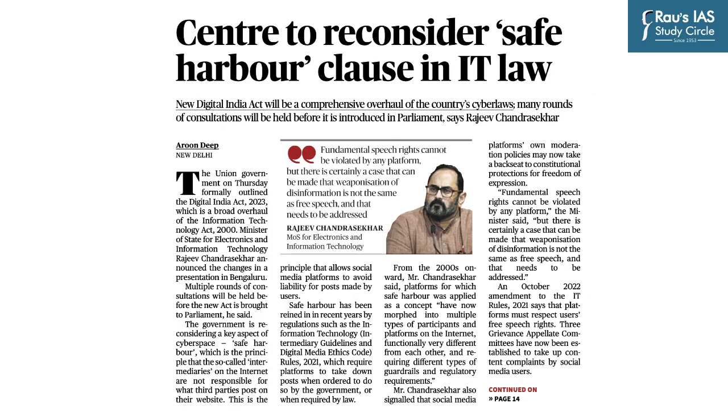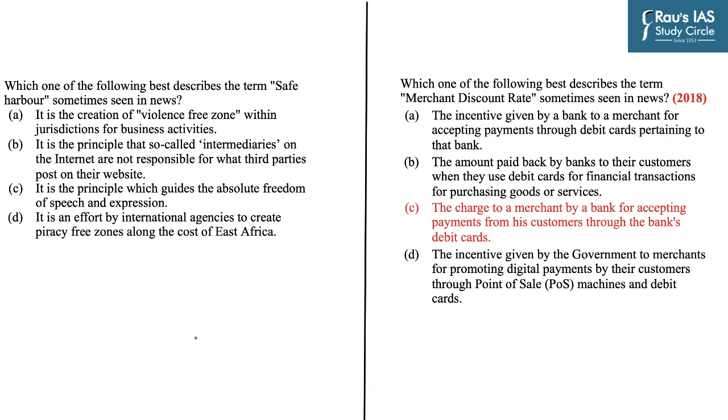The next question that we have taken takes its inspiration from page number 1's news article, which talks about the new law which the government is going to bring in order to regulate the internet, and especially the freedom of speech and expression on the internet. And in this particular article, a very particular term, safe harbor, has been used. UPSC has this peculiar tendency of asking terms which are sometimes seen in news. For example, merchant discount rate was asked in 2018, to which the right answer was C. And so we have designed a question for you.